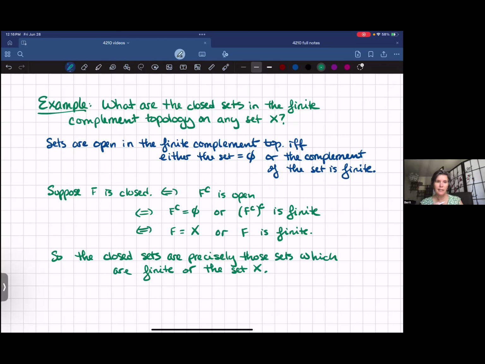So in upcoming videos, we'll talk about some theorems and properties of closed sets, but for now, we just defined the definition of closed sets and did some examples. Thank you for listening.